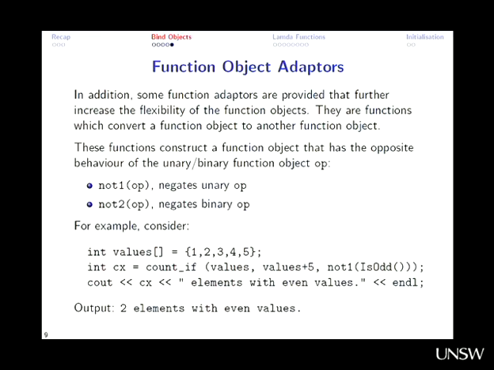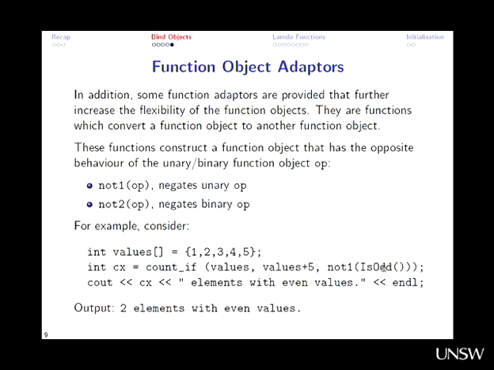And so the reason for having these function objects and these standard function objects and these bind functions and these adapters is so that we can increase the flexibility of function objects. Okay? Because they're functions that convert one function object into another function object. Okay? So we have arguments like not1 and not2.